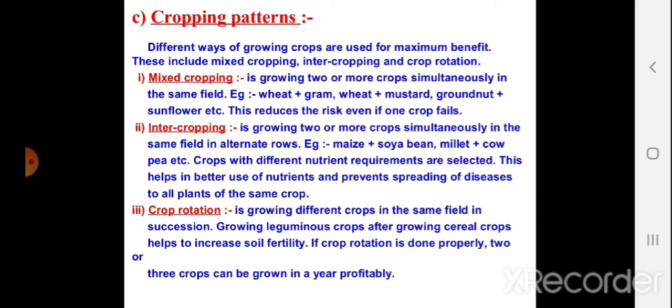To get rid of this, scientists and agricultural practices have come up with a solution called mixed cropping. The name itself suggests that you grow your crops in different combinations. Mixed cropping means growing two or more crops simultaneously in the same field, for example wheat plus gram, wheat plus mustard, or groundnut, which is a good source of fat and protein, plus sunflower. This reduces the risk if one crop fails.